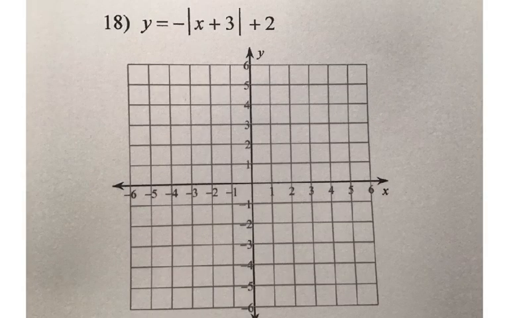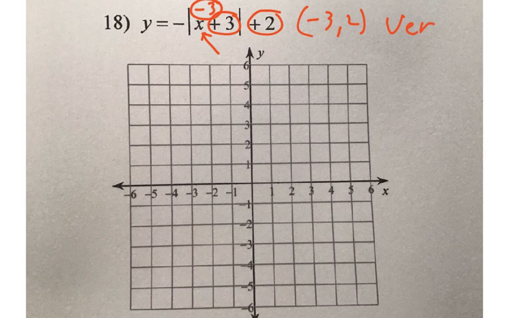Let's try it one more time. Here we go. I'm going to look right in here and say, hey, what makes it 0? Negative 3 plus this 3 makes it 0. So I'm going to take the negative 3 and the 2. So I know that (-3, 2) is called the vertex of my graph. So I'm going to graph it. (-3, 2) is right there.